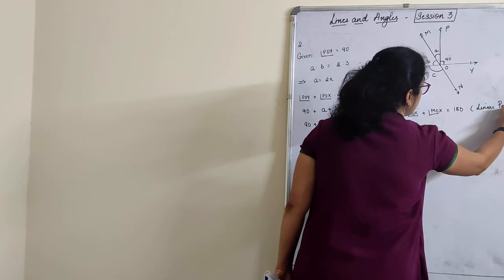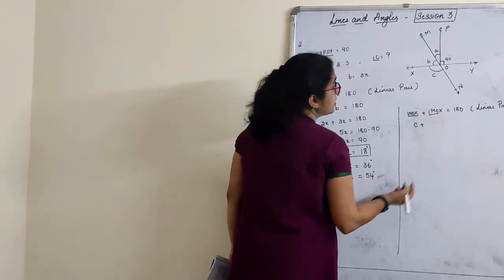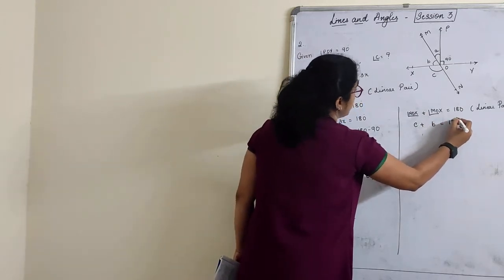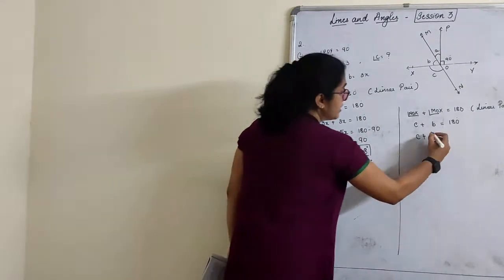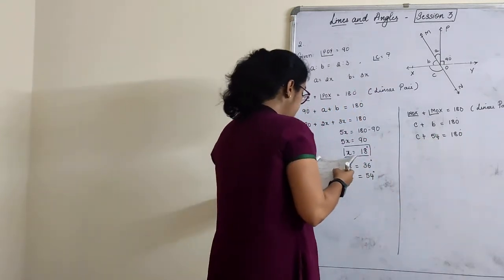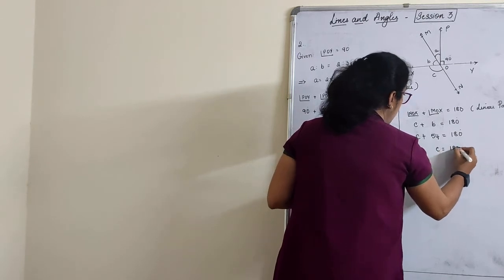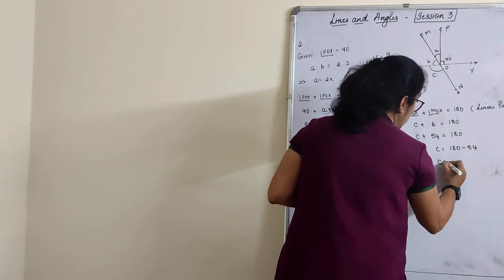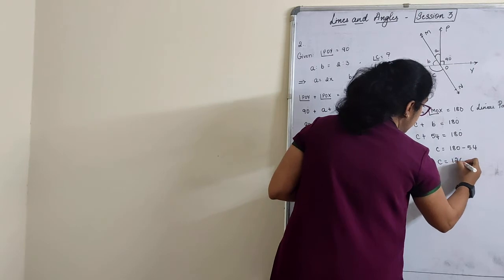Linear pair. Okay, what is NOX? It is C. What is MOX? It is B. Write as it is first. Let us mention what they have actually given. C plus angle B, 54 degree, is equal to 180. So angle C is equal to 180 minus 54. 180 minus 54 will give you 126.